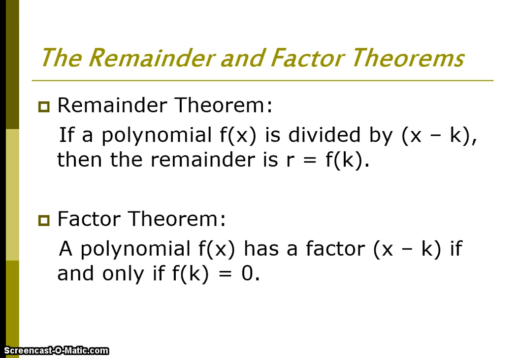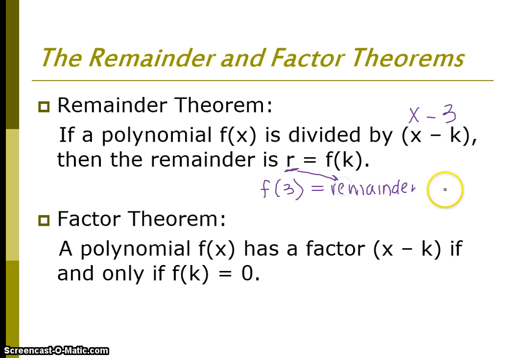Your remainder and factor theorems. Remainder theorem, factor theorem, you guys can copy those down. Basically, if a polynomial is divided by x minus k, then the remainder is r equals f of k. So your remainder's your r here. If I divide some function by this, say if I divided by x minus 3 like we did on the previous problem, if I then went into that original function and did f of 3, that's going to equal whatever the remainder was. So that's the r there.